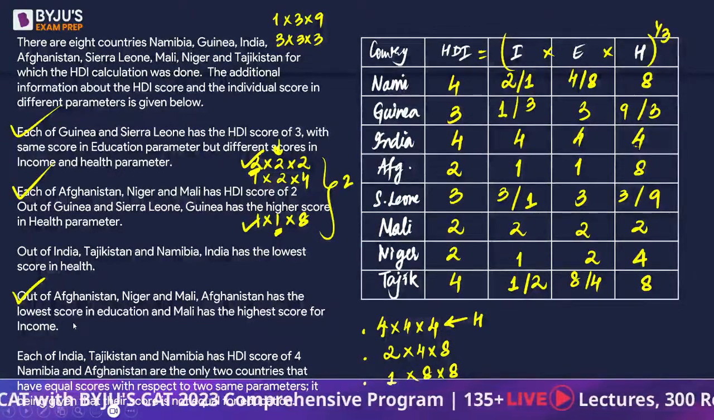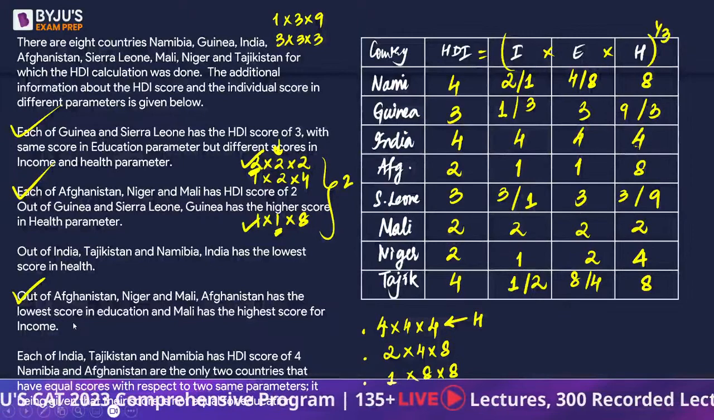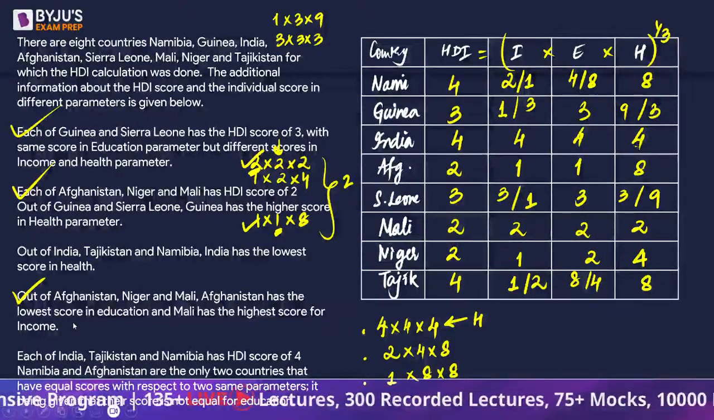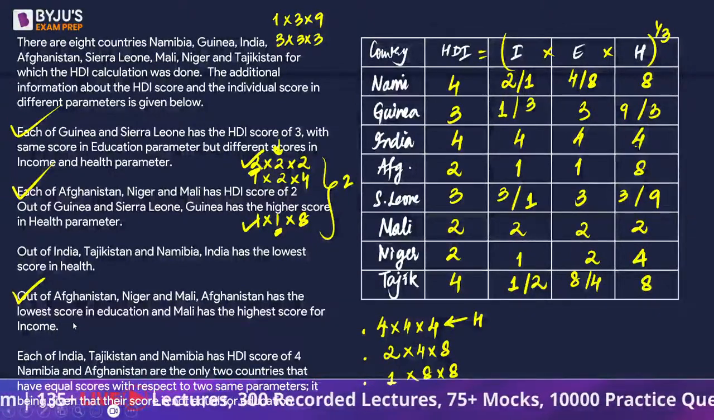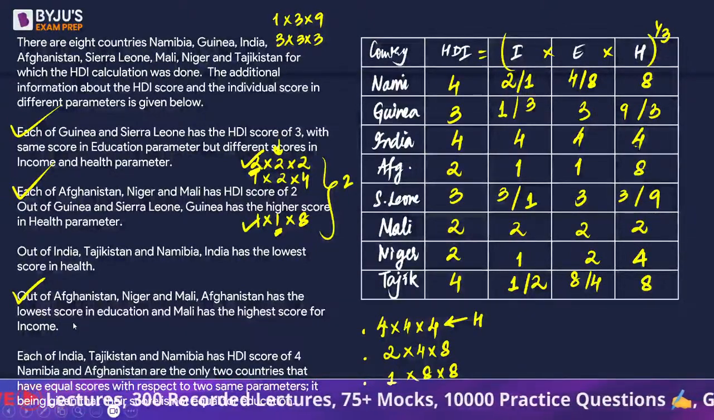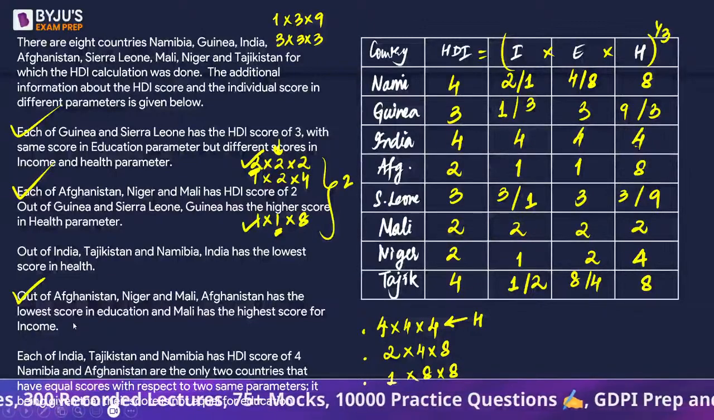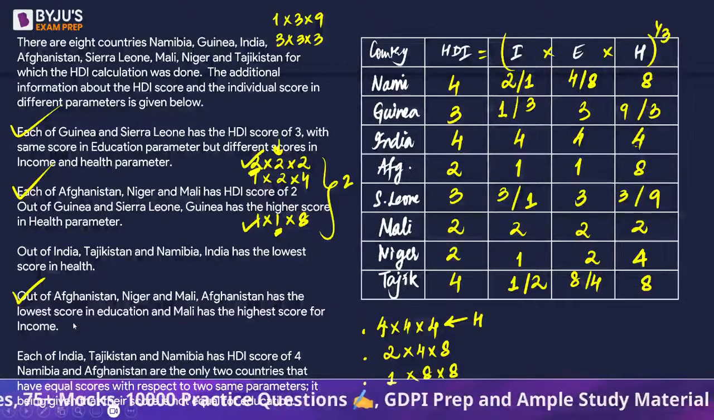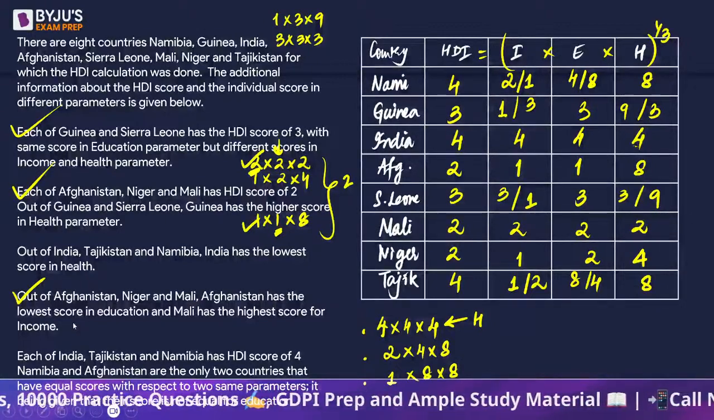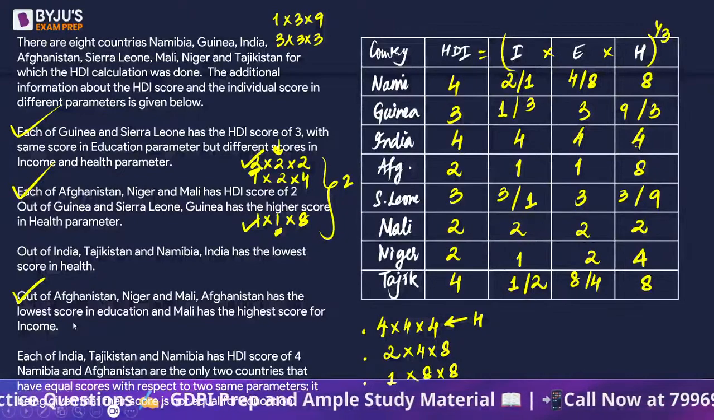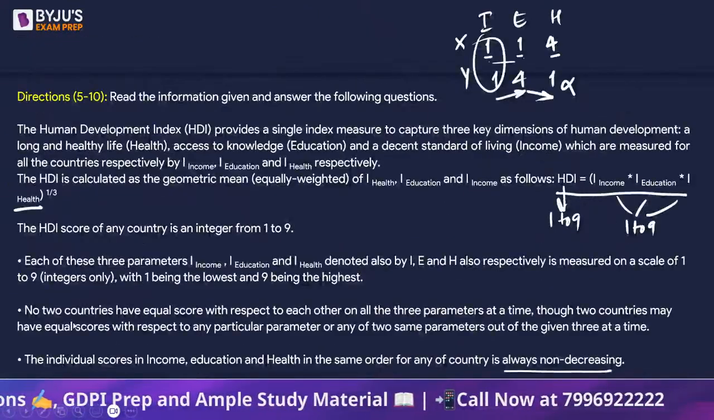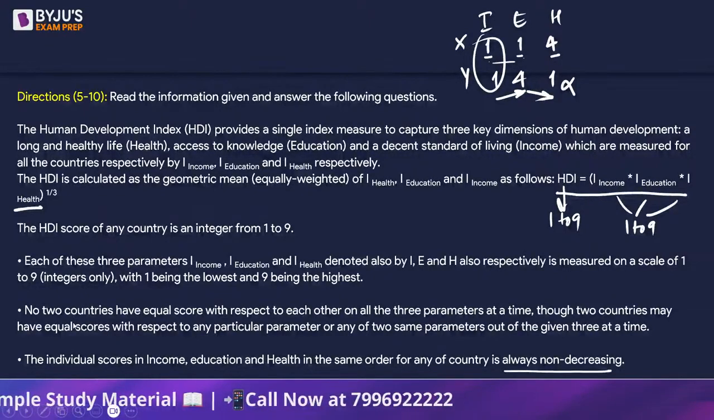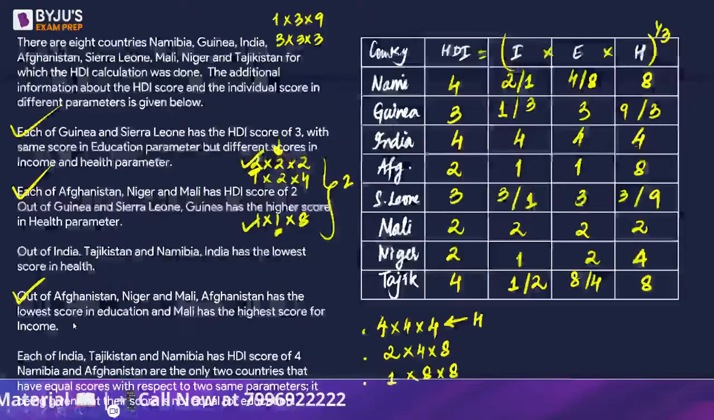Each of these 3 has a SDI score of 4. Namibia and Afghanistan are the only two countries that have equal scores with respect to two same parameters. It being given that their score is not equal for education. ठीक है. Okay, the SDI score is an integer from 1 to 9 and is also measured on a scale of 1 to 9, only integers allowed, right?